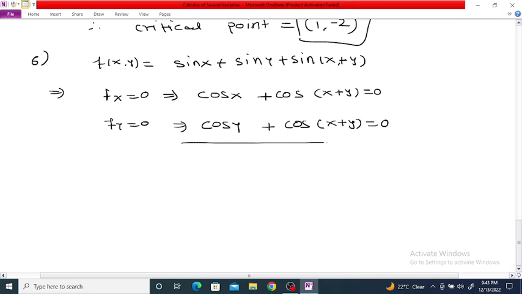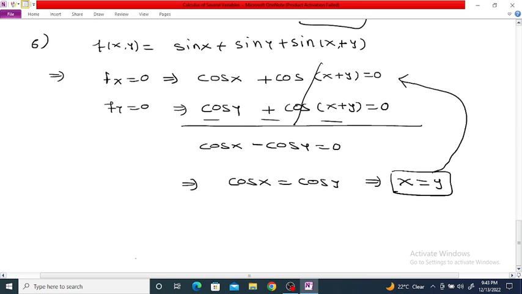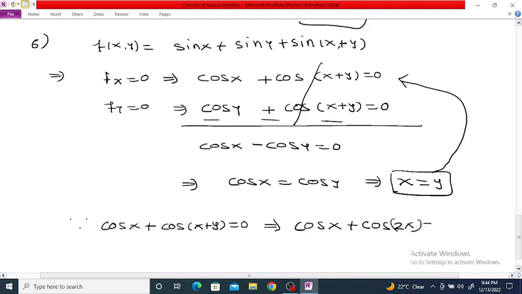So if you subtract these two equations, then this will get cancelled here, and we get cos x minus cos y equal to 0. So this implies cos x is equal to cos y, and this gives the condition x is equal to y. Now if you substitute this condition in any one of these equations, since cos x plus cos of (x plus y) equal to 0, if we put x equal to y, then we get cos x plus cos 2x equal to 0.